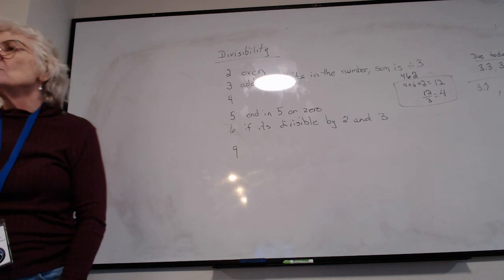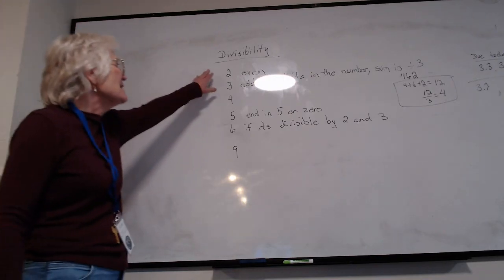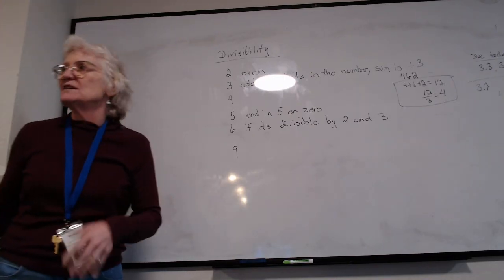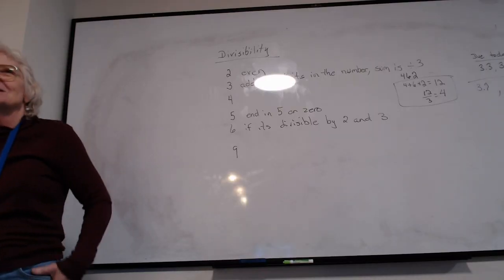There is no real way to check 7. 7 is a prime number. It's just a hard number to check. There is a special way, but it's more work. It's more hassle than it's worth. You just have to divide it in there. But if you take these out, most of the time, if it is divisible by 7, you can find out by taking the other numbers out.